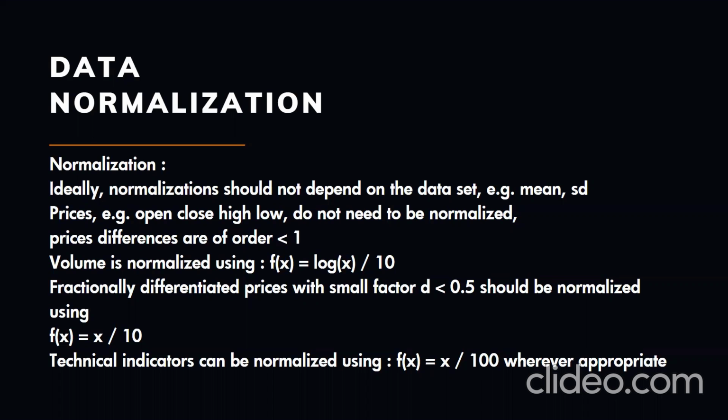Secondly, the fractional differentiation of the normal price series should be normalized by dividing by 10. And also, some technical indicators are between 0 and 100, so we simply divide them by 100.